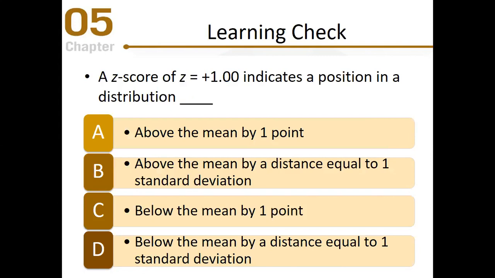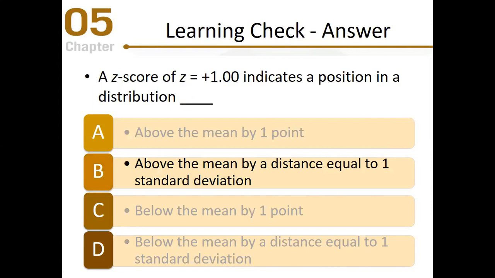Well, the positive value indicates that it's above the mean, right? And the number is telling us by how many standard deviation brackets. Okay, so the answer here is B. A z-score of positive 1.0 tells us that that score is 1 full standard deviation bracket above the mean. So it's important to be able to interpret these z-scores and know what they're telling you.